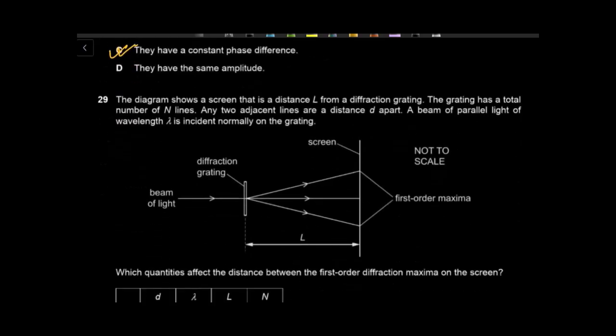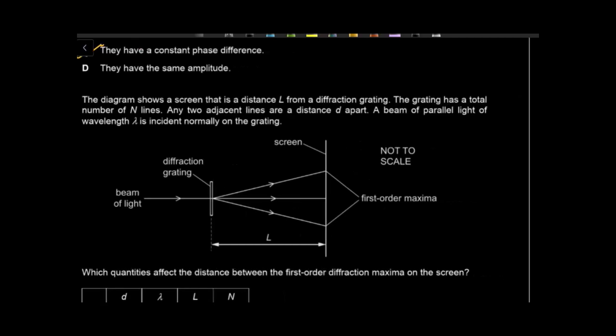The diagram shows a screen that is a distance L from the diffraction grating. The grating has a total number of N lines. Any two adjacent lines are a distance d apart. A beam of parallel light of wavelength lambda is incident normal on the grating. Which quantity affects the distance between the first order diffraction maxima on the screen?